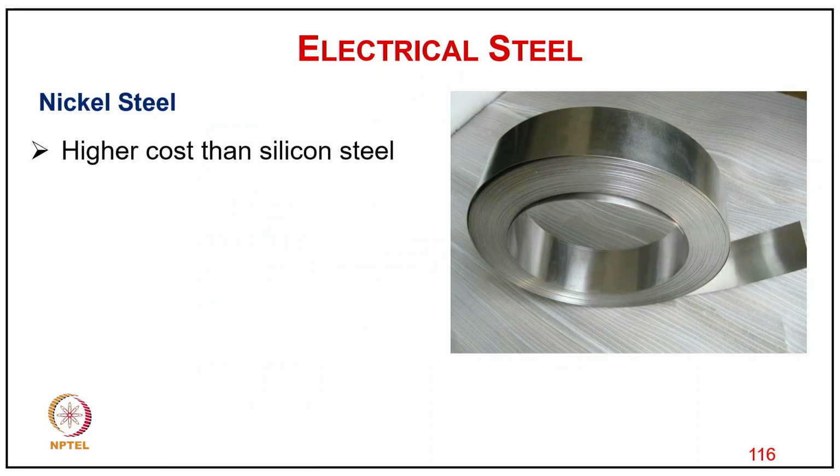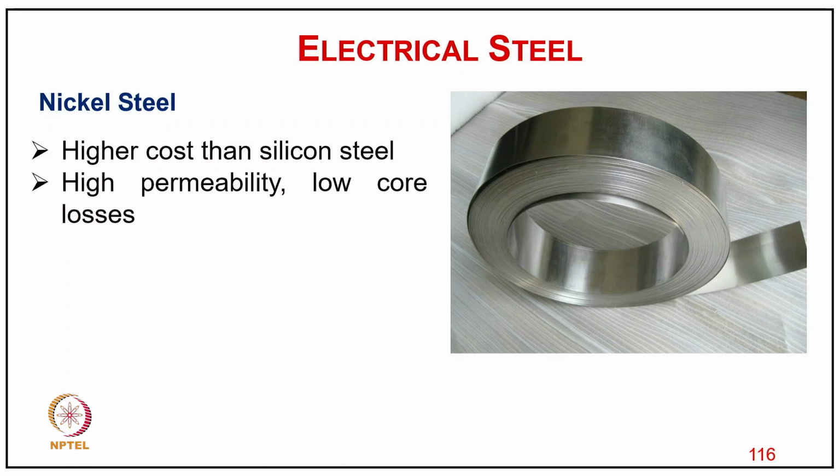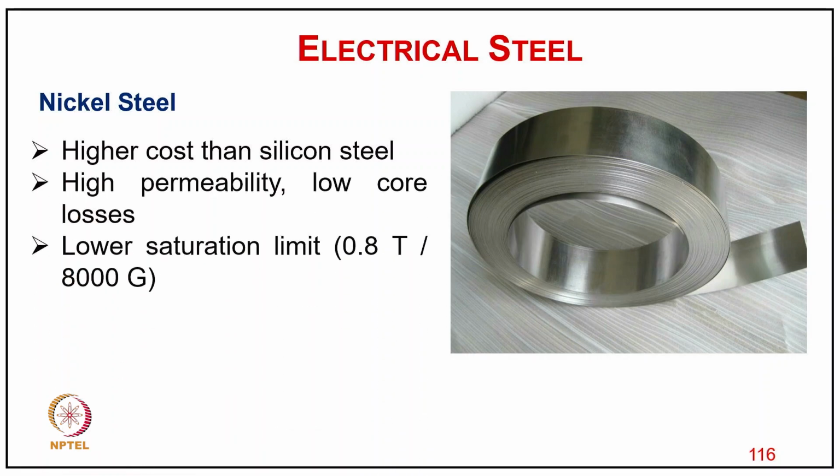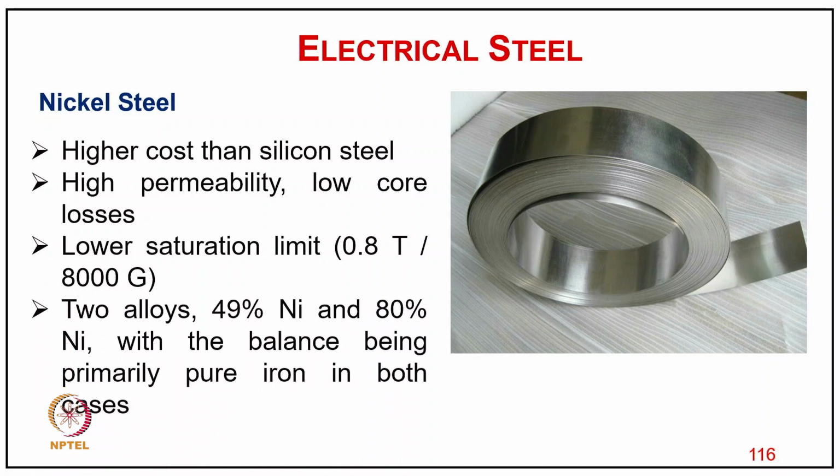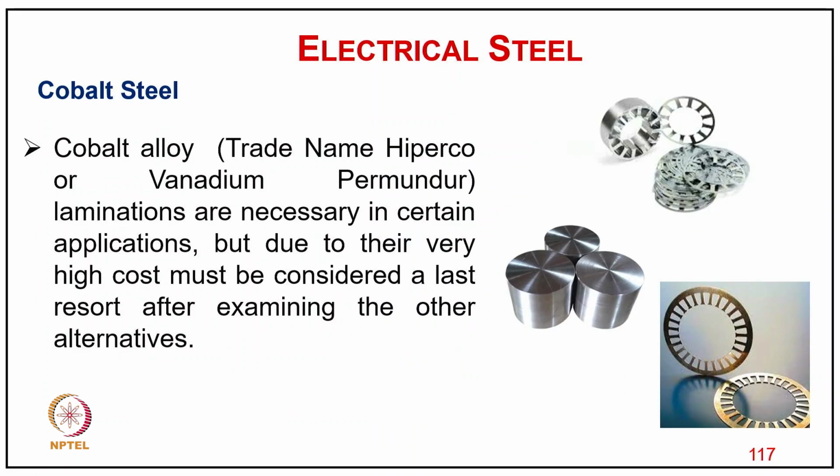So we have nickel steel, normally used at higher cost than silicon steel, with high permeability, low core losses, and a lower saturation limit of the order of 0.8 Tesla, and two alloys of 49% nickel and 80% nickel iron, with the balance being primarily pure iron in both cases.